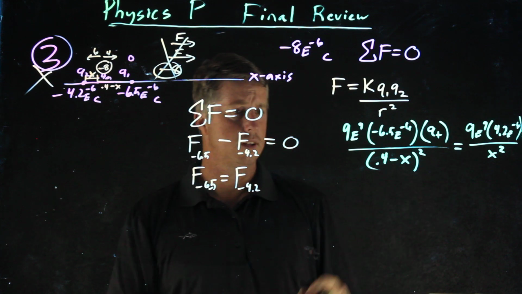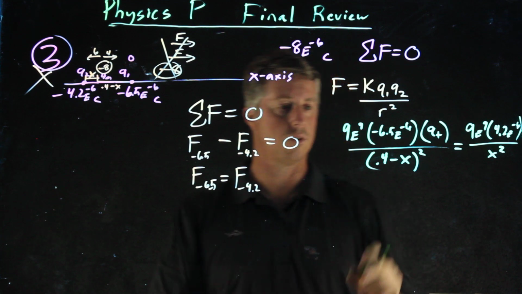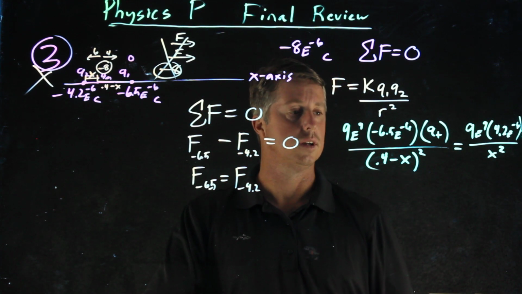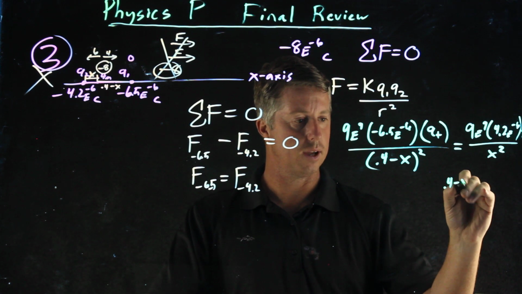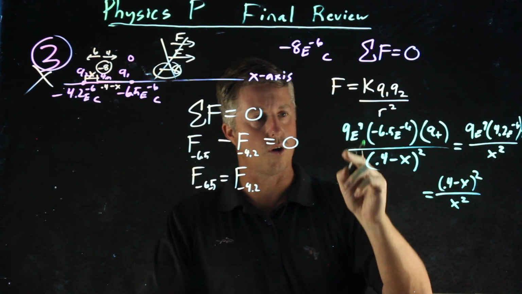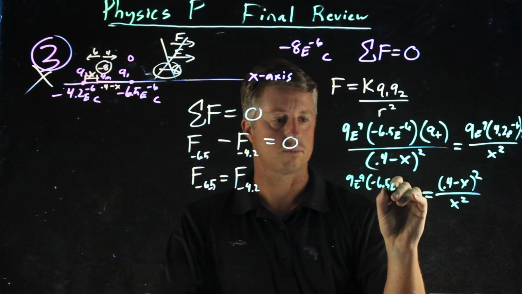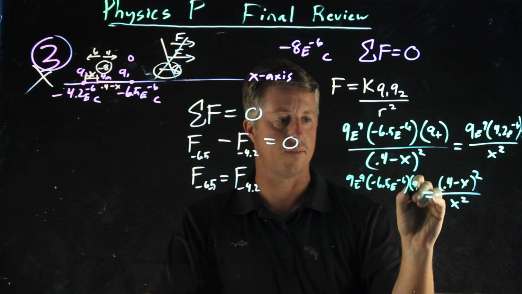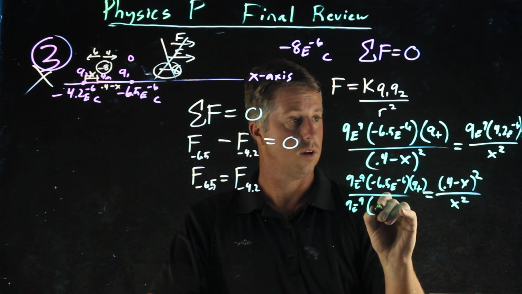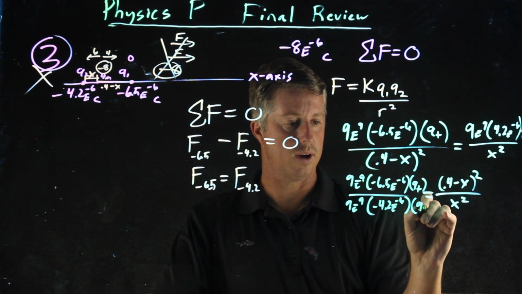I don't like x's on different sides. I also have a preference. I like this messier term to be brought to the top. So I'm going to multiply both sides by (0.4 minus x) squared, and that will give me (0.4 minus x) squared over x squared. Now I'm going to bring this over to have all numbers on the same side, giving me the same top over 9 times 10 to the 9, 4.2 times 10 to the negative 6, and my test charge.